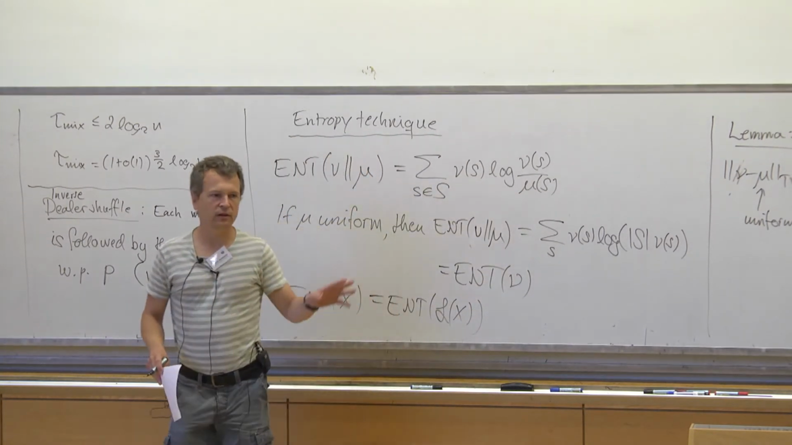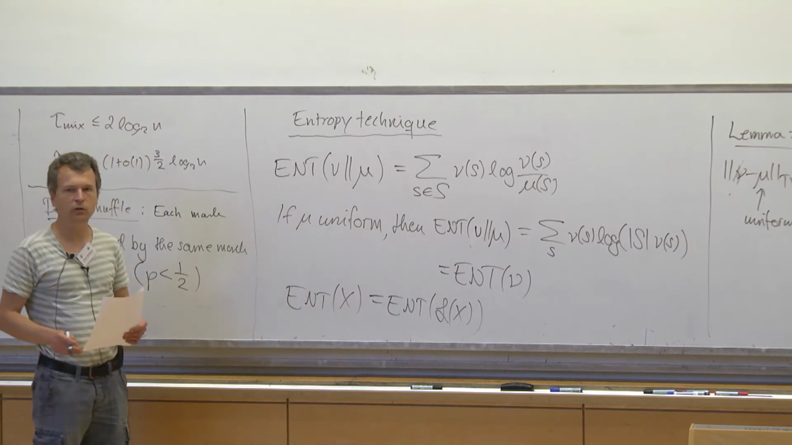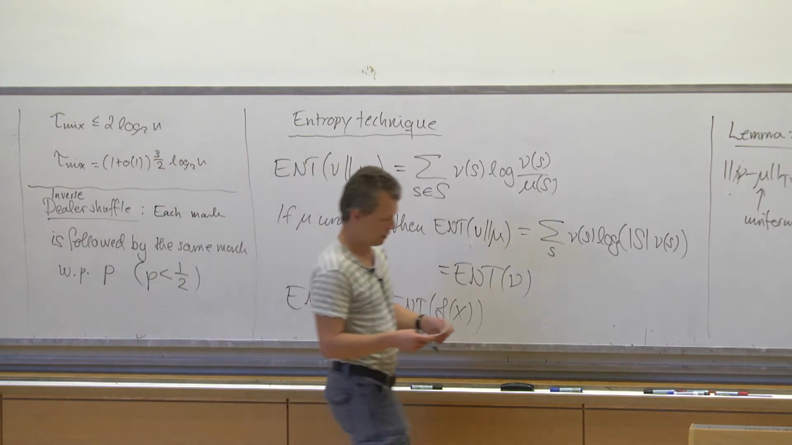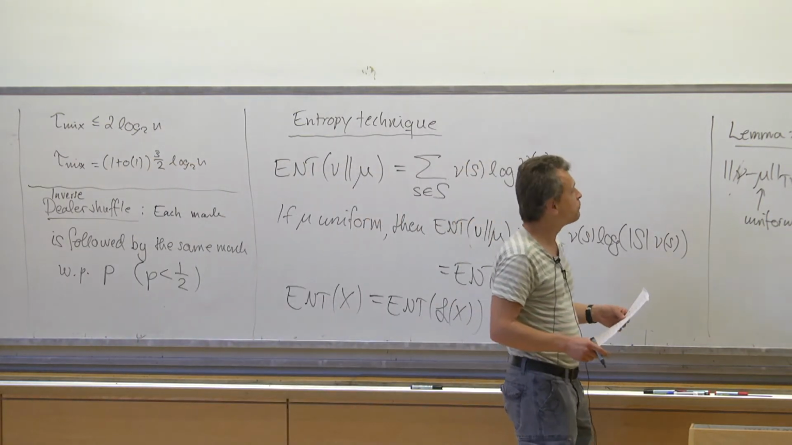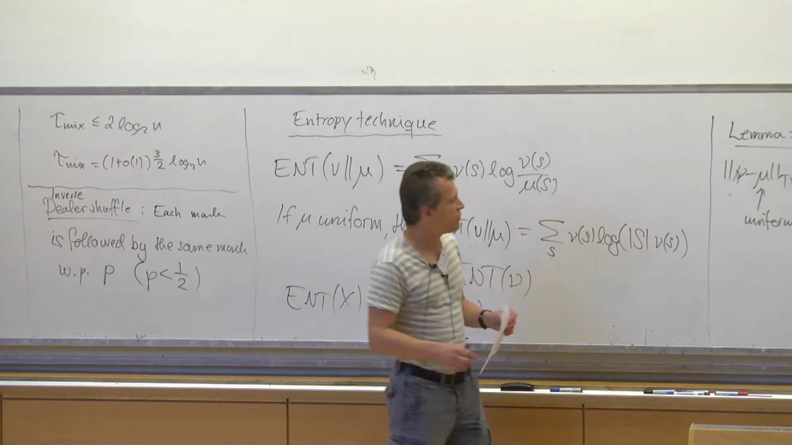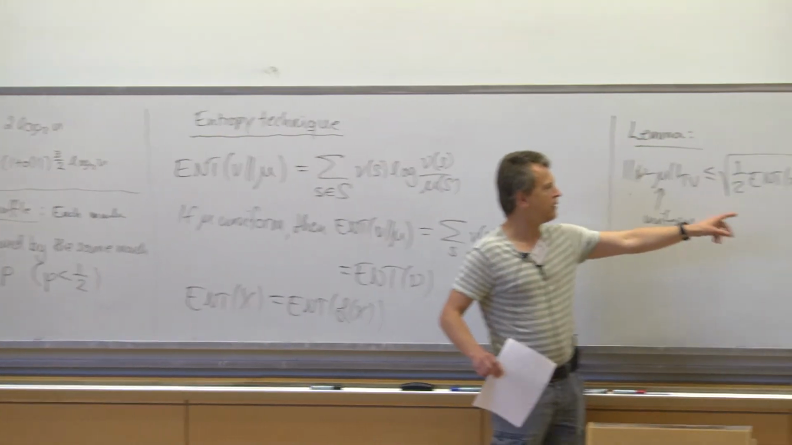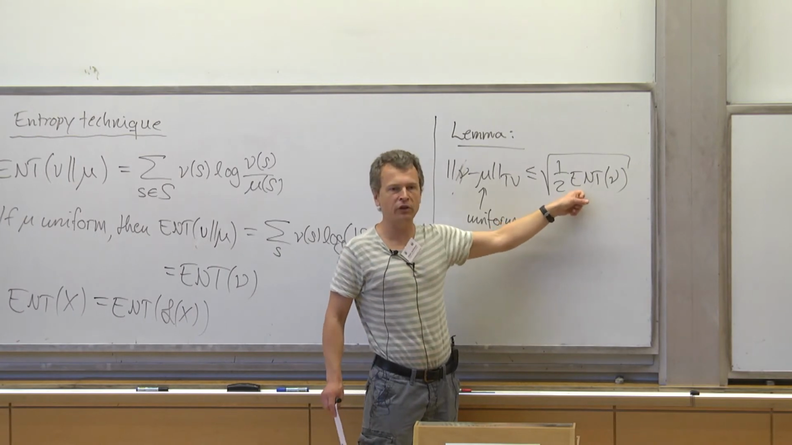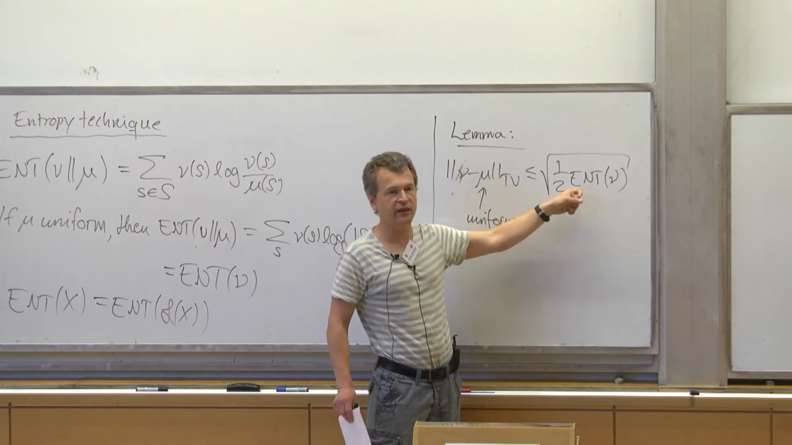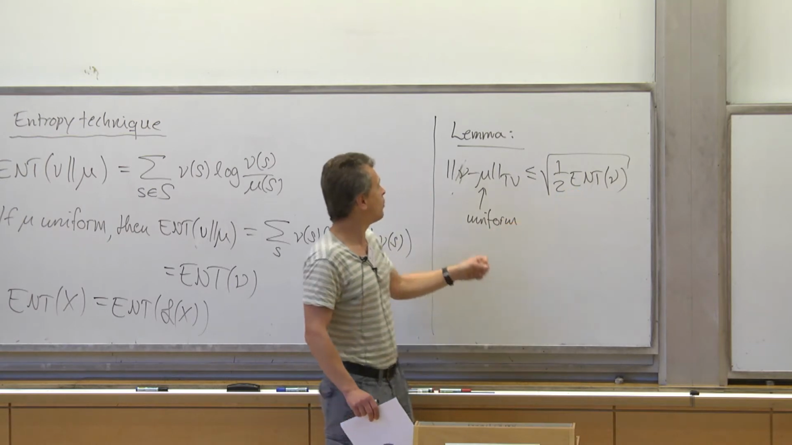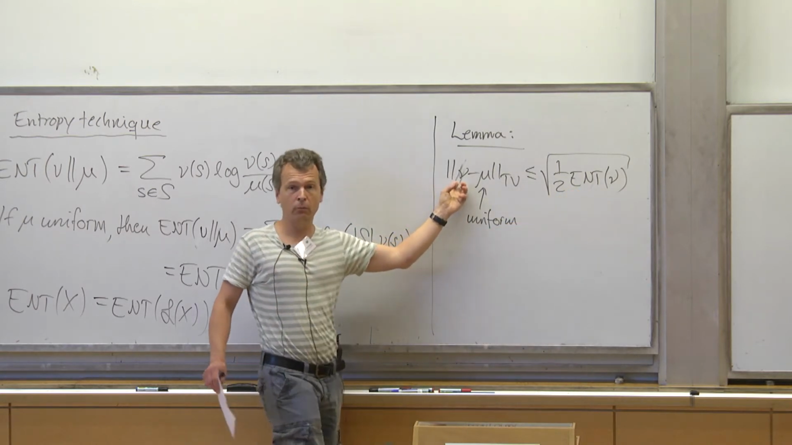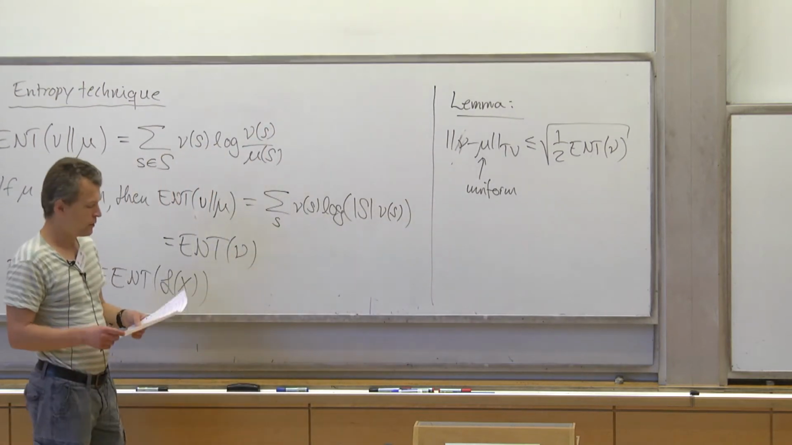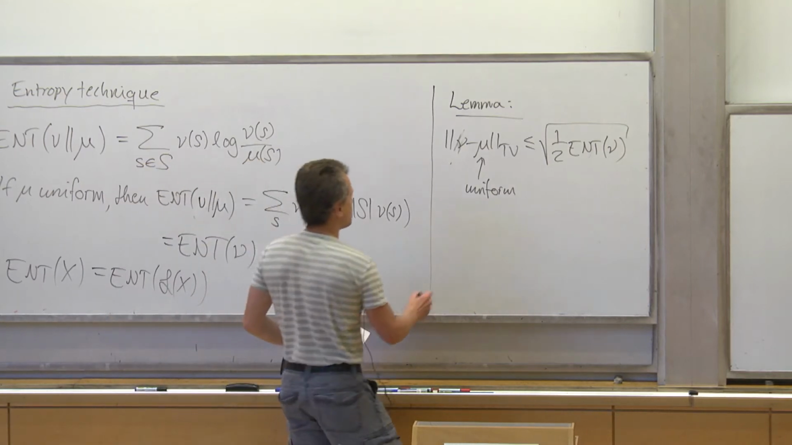There's nothing really strange here. It's an elementary optimization problem, which is the proof of this. In particular, this means that if we can prove that at some point the entropy of our shuffle is at most 1/8, we will have that this one is at most 1/4, and we will be done. Okay.